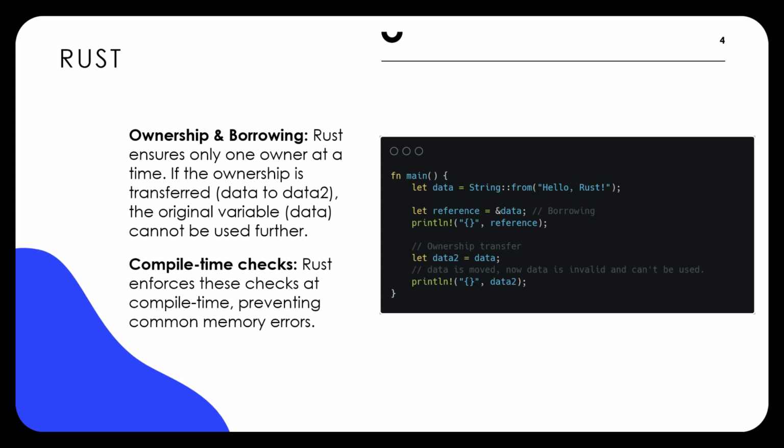In Rust, memory safety is built into the language's core with concepts like ownership and borrowing. Every piece of data has a clear owner, and once it's passed to another variable, the original can't be used. Plus, Rust enforces these rules at compile time, which means fewer memory errors when the program runs. Rust's approach really sets it apart in terms of safety.